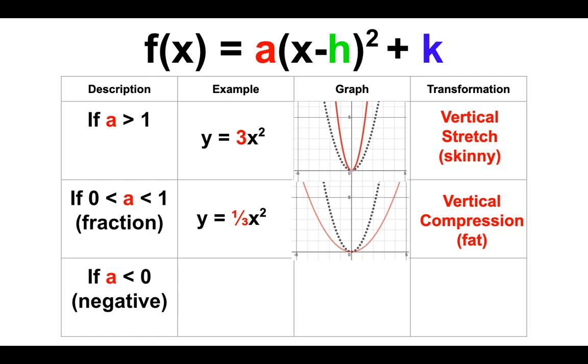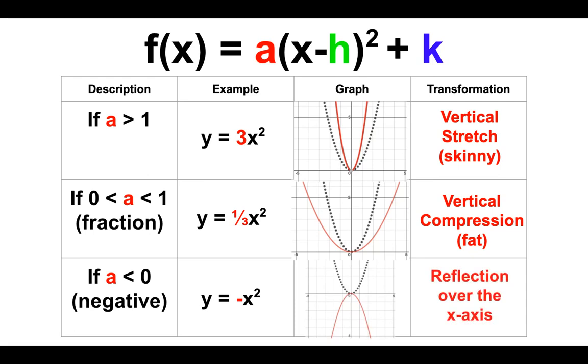If a is less than 0, meaning negative, such as negative x squared, it looks like this. The red function is flipped over the x-axis. We call that a reflection over the x-axis, just like you see a reflection in the mirror.